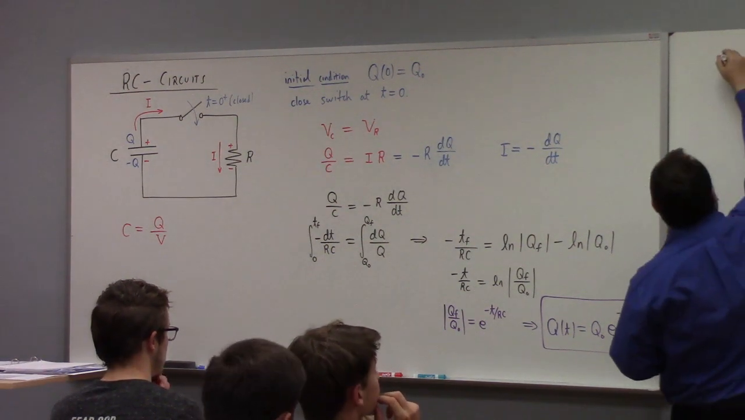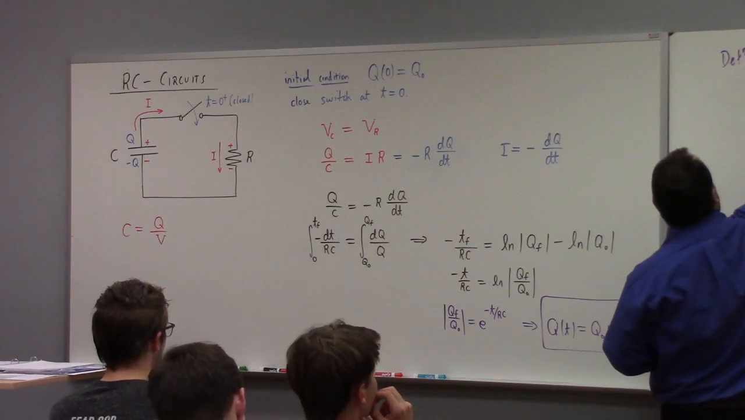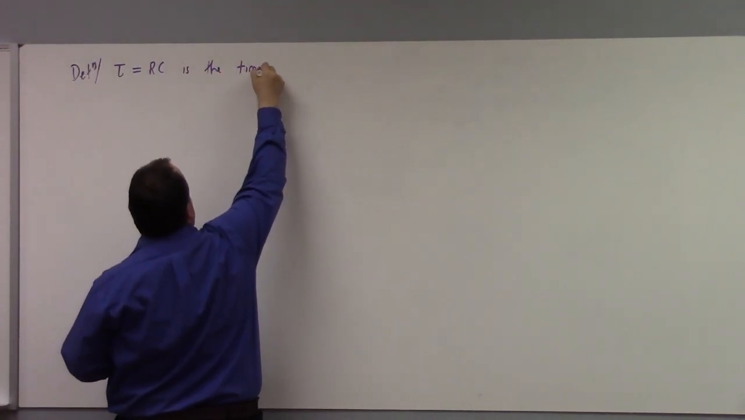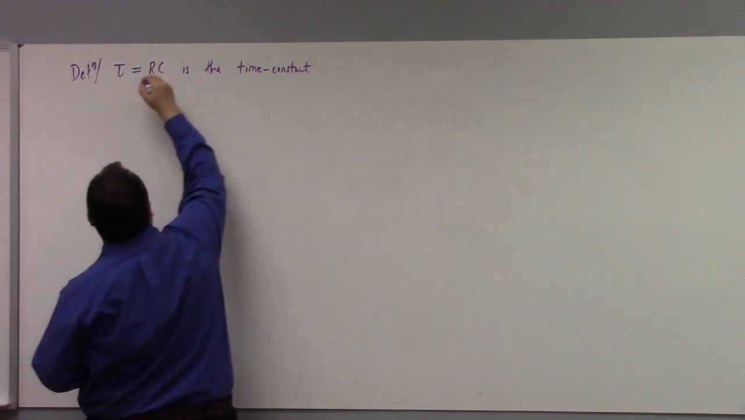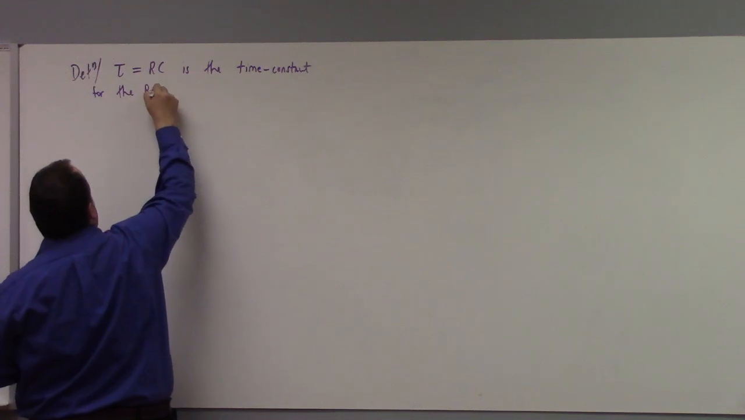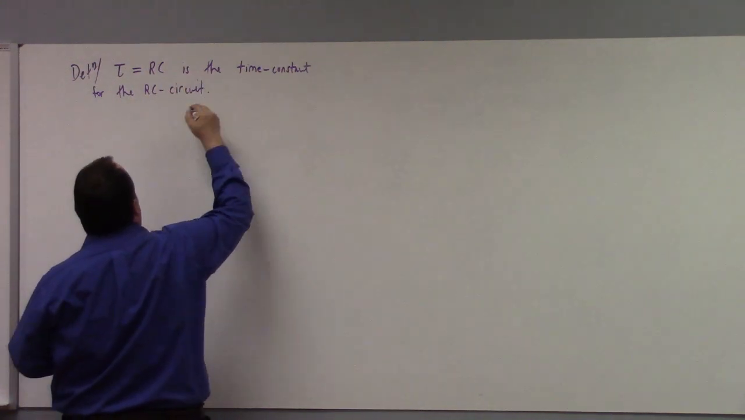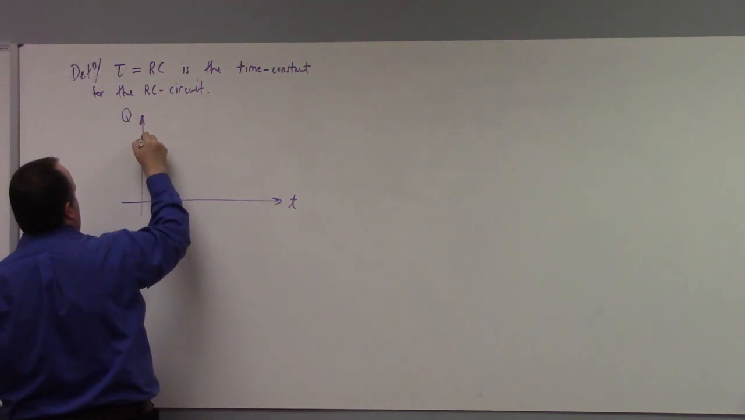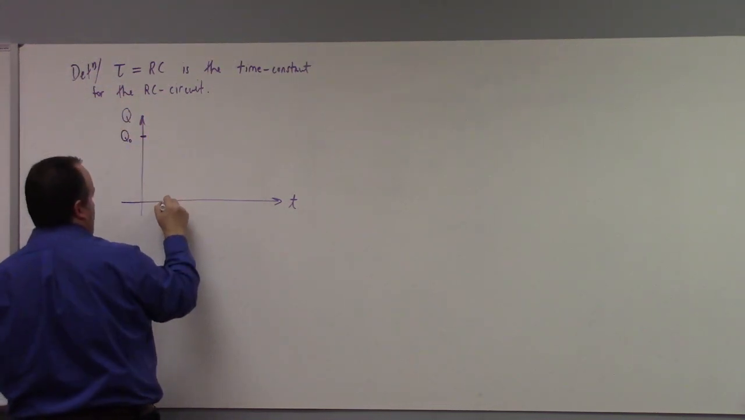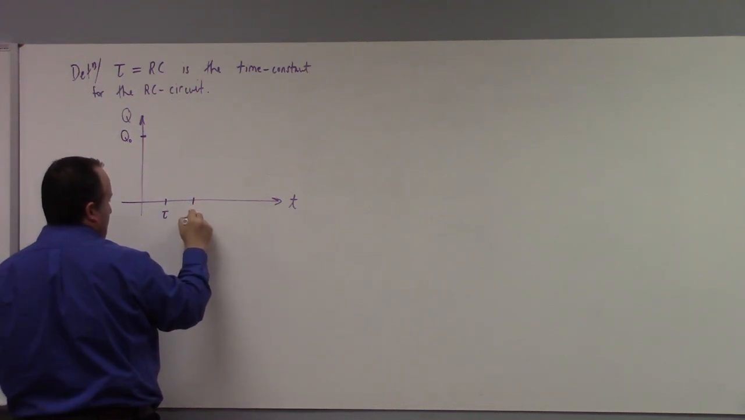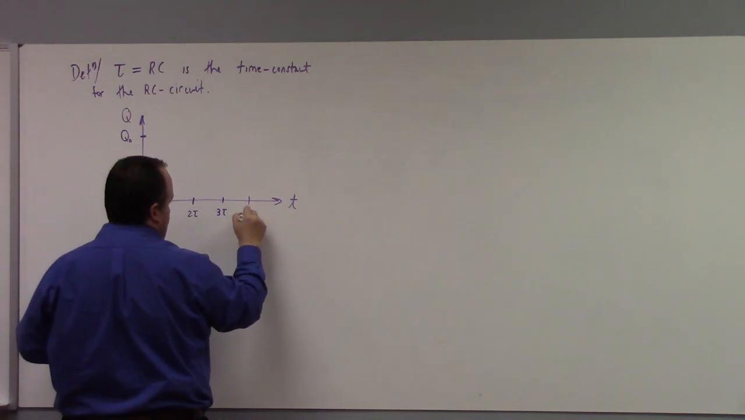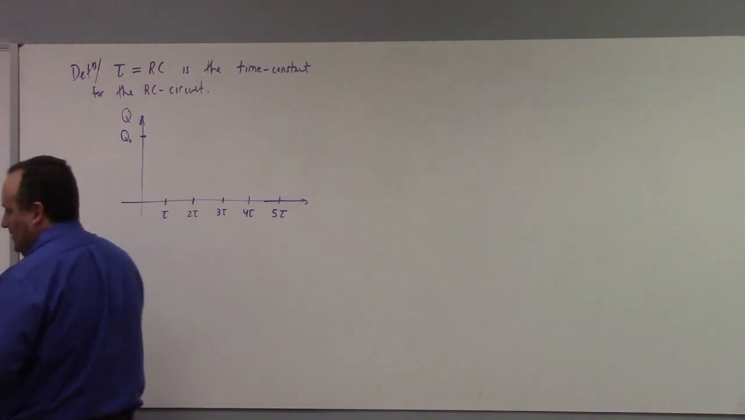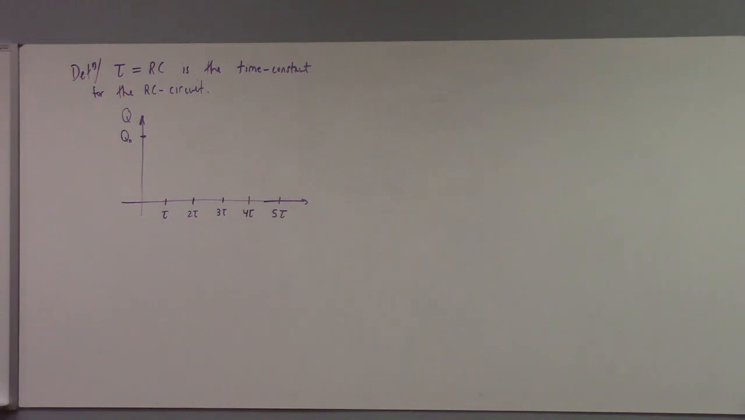So by definition, tau equals RC is the so-called time constant for the RC circuit. And so if I graph what's going on here, here's time, here's charge, here's the initial charge q naught, here's 1 time constant, 2 time constants, 3 time constants, 4 time constants, 5 time constants. What's the graph look like for charge as a function of time here?